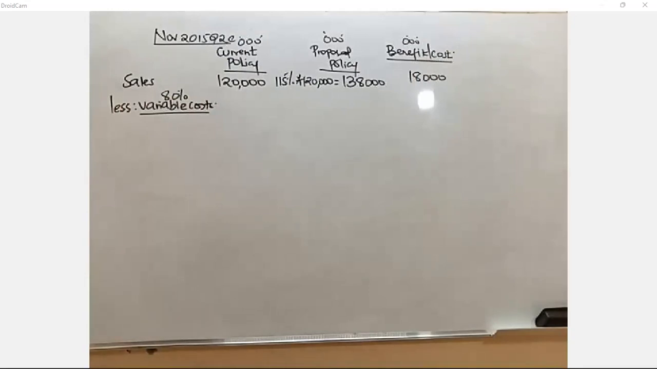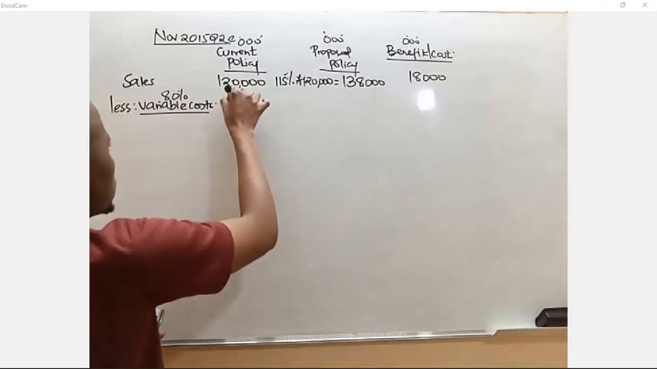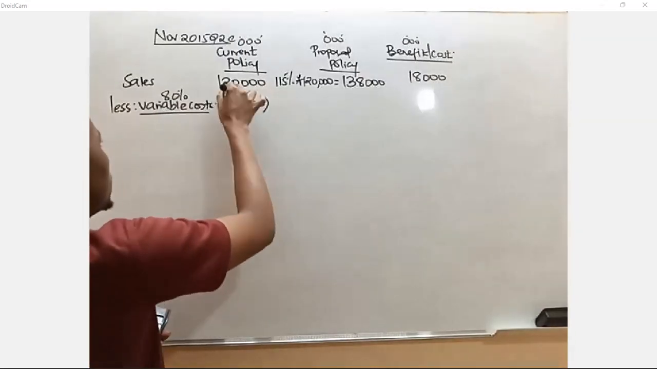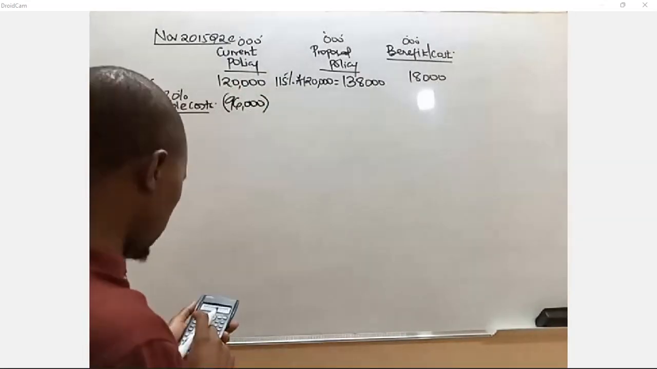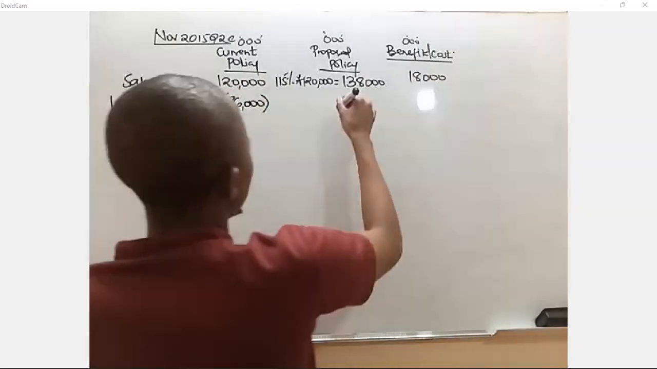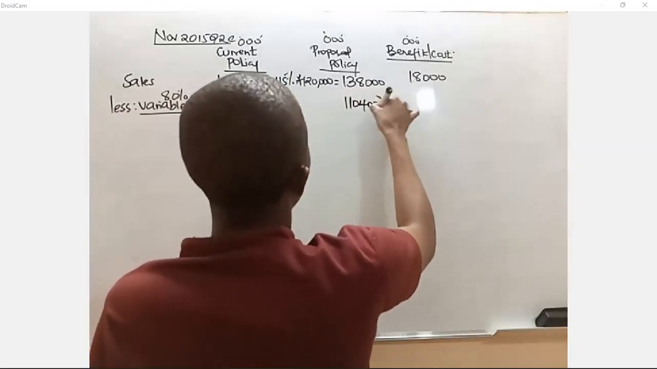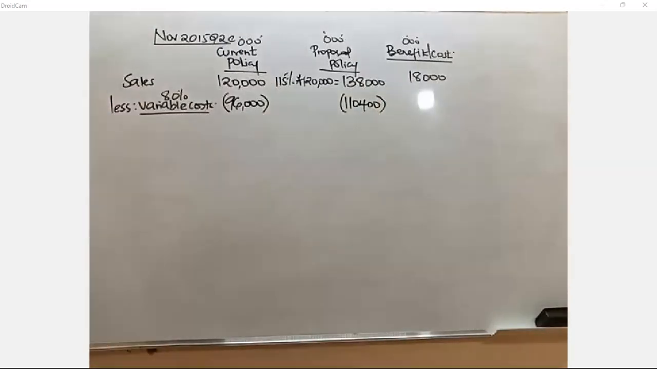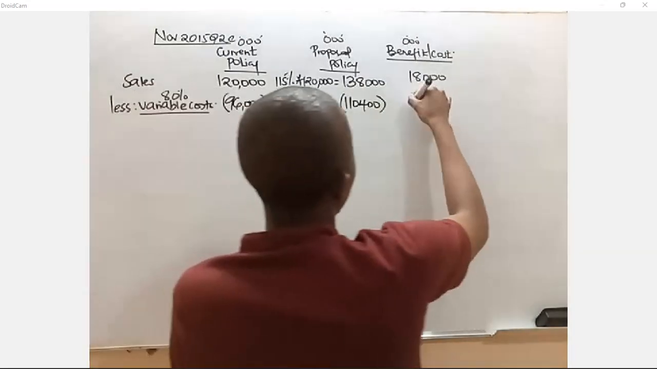So it will be 0.8 times 120,000. Here we get 96,000. Right? Then we have 0.8 times 138,000, getting 110,400. Right? There is an increment, by the way, in the total costs. Remember how much our cost is increasing from 96,000 to 110,400, getting a cost of 14,400.